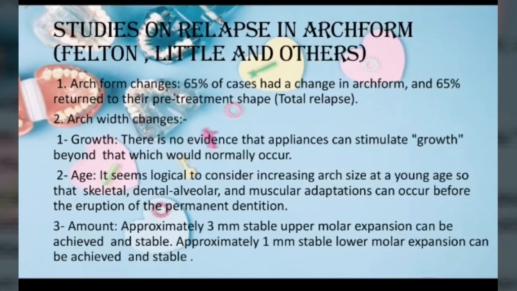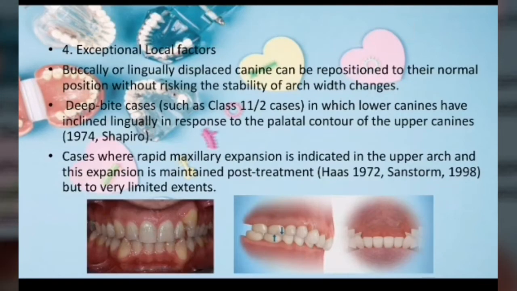Growth: there is no evidence that appliances can stimulate growth beyond that which would normally occur. Age: it seems logical to consider increasing arch size at a young age so that skeletal, dentoalveolar, and muscular adaptation can occur before the eruption of the permanent dentition. Amount: approximately 3 mm of stable upper molar expansion and approximately 1 mm of stable lower molar expansion can be achieved. There are exceptional local factors for this relapse.